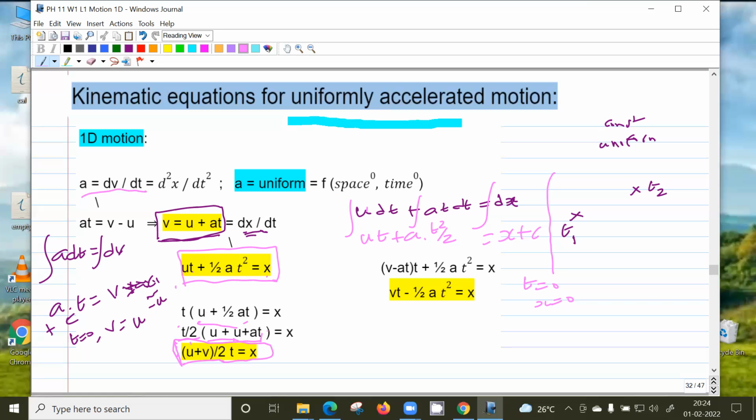To remember this equation, we just have to think that (u plus v) by 2 is the average velocity, right? Average velocity means you take velocity at one time instant and velocity at another time instant, and take the average. If there are two quantities, the average is the sum of them divided by 2. For three quantities, the sum of them divided by 3. Here I'm taking 2 points only, so u plus v divided by 2 is the average velocity. So average velocity times time is x.